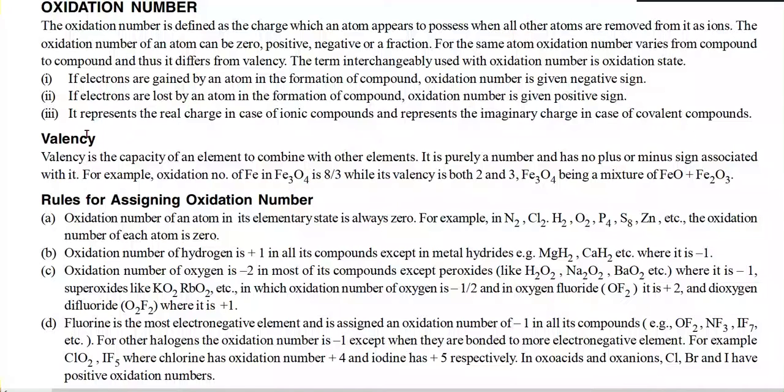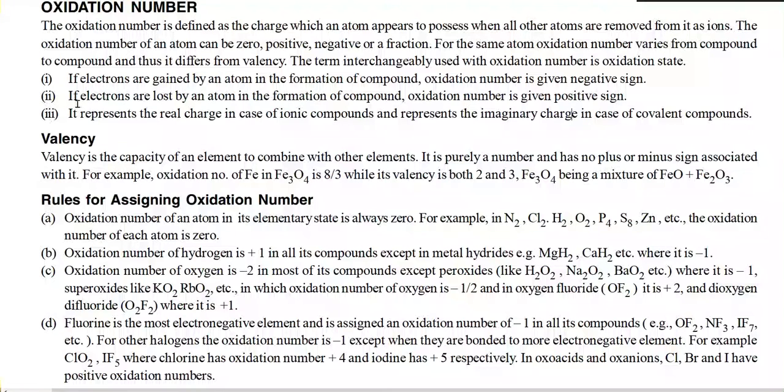Next, oxidation number represents the real charge in the case of ionic compounds and represents imaginary charges in the case of covalent compounds. Students, you already know that covalent compounds don't have charges, but it is an imaginary charge. Please remember, it is an imaginary charge which an atom appears to have.